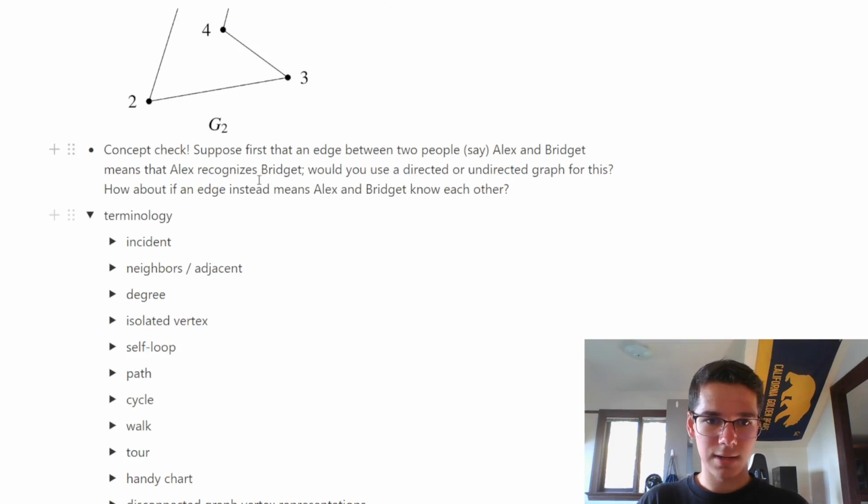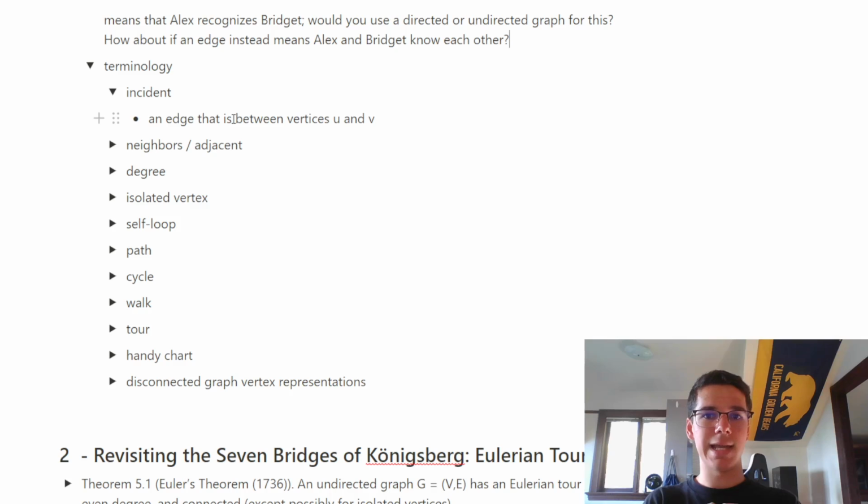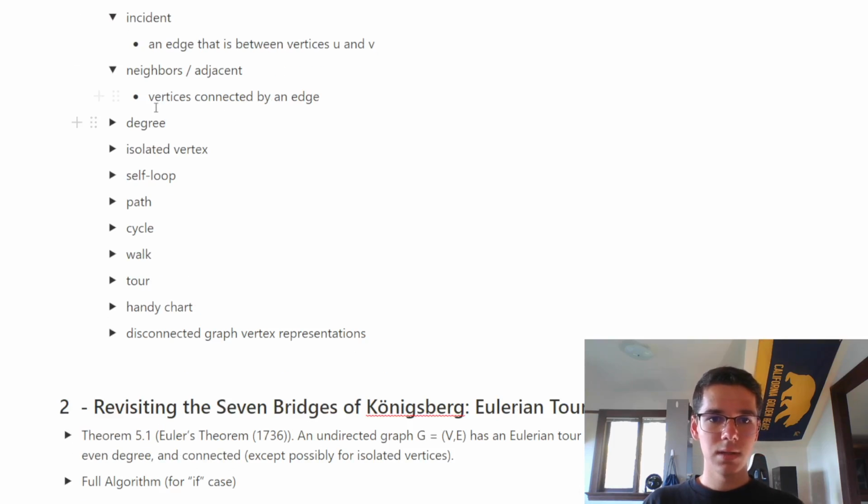And now we're going to dive into a little bit more terminology. The first word we're going to look at is incident, and that just means that it refers to an edge that is connected to some vertices U and V. The way that it's used in context is an edge is incident on vertex U and vertex V. Neighbors refer to two vertices that are connected by an edge. The degree of a vertex refers to the number of edges coming out of that vertex.